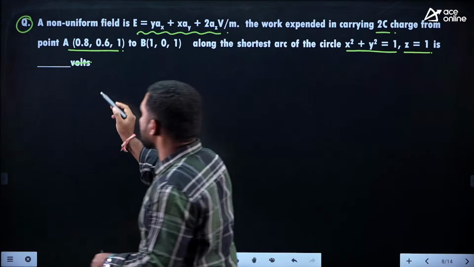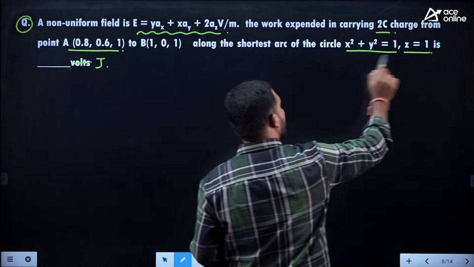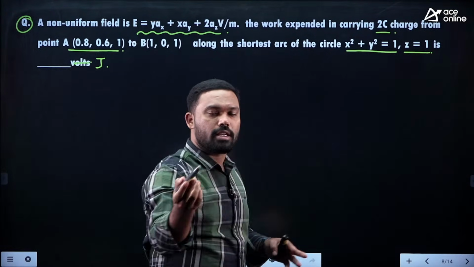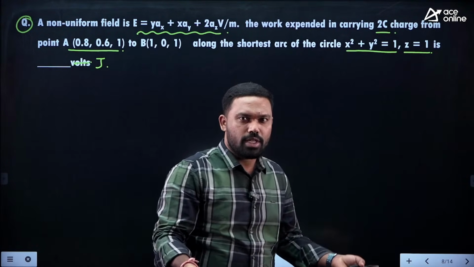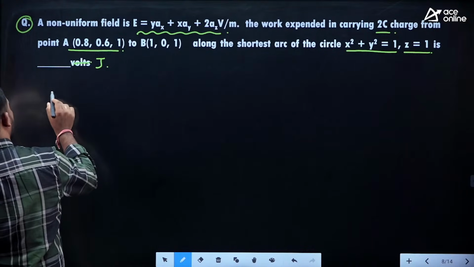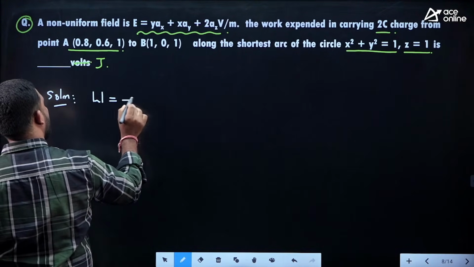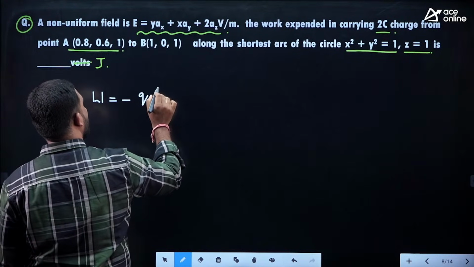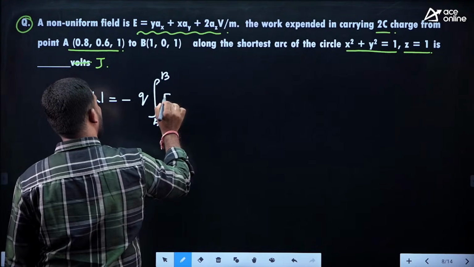Here the answer is in joules. He has given some complicated expression, but it doesn't matter. You can think in terms of the straight line, which is a simple expression. So what is the work done? It is Q times the integral from initial to final, where the initial is A and the final is B, of E dot dl.